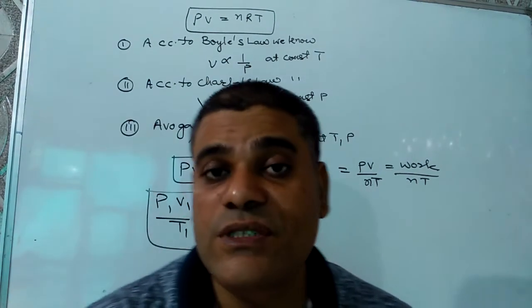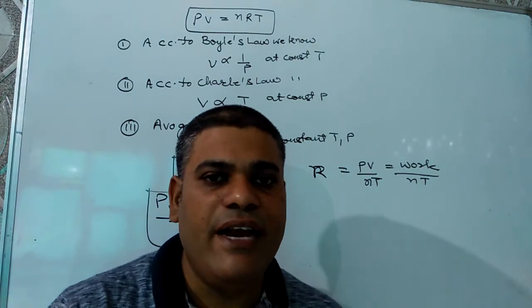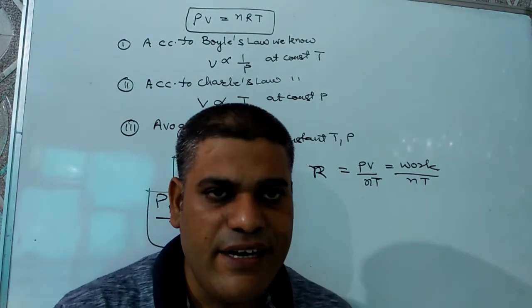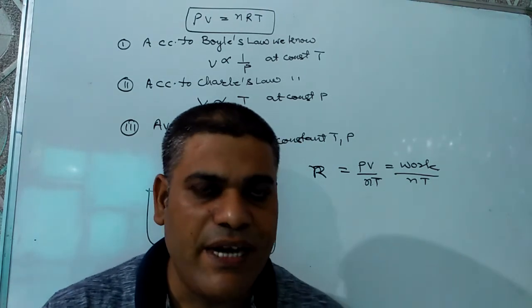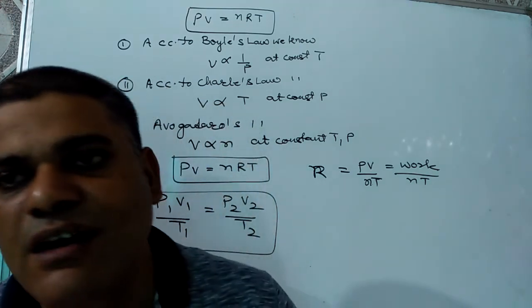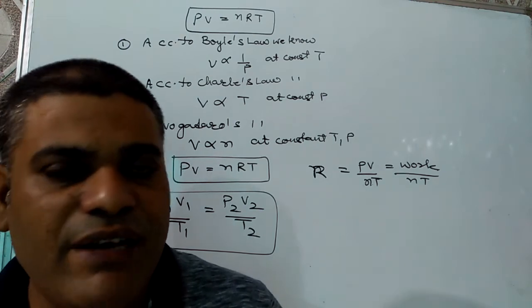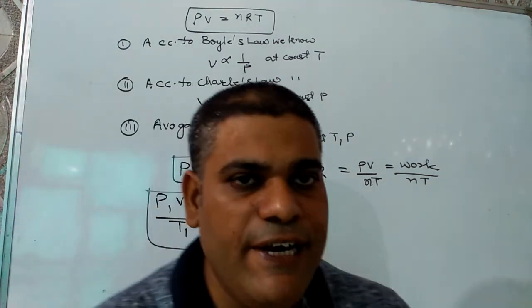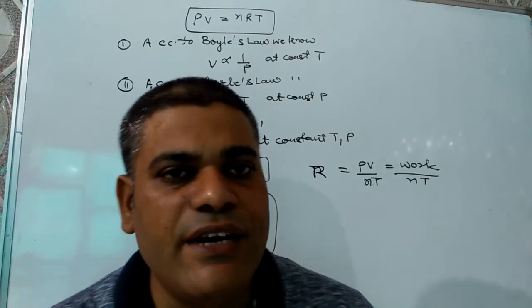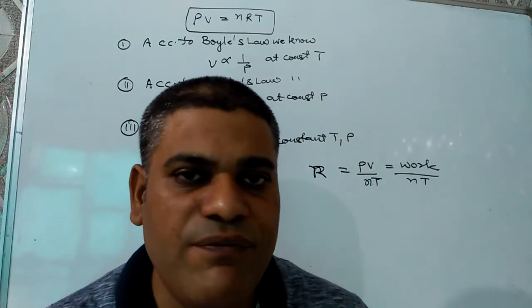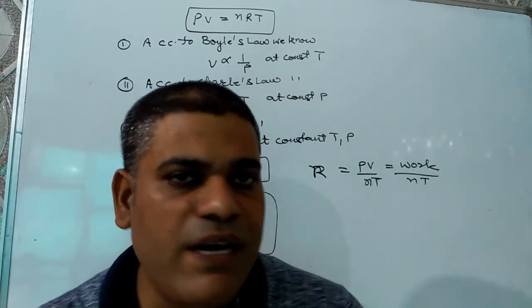It has different values depending on the unit of pressure and volume. First case: pressure in atmosphere, volume in liter, then its value will be 0.0821 atmosphere liter per mole per Kelvin. When pressure is in bar and volume is in decimeter cube, then its value will be 0.0831 bar decimeter cube per mole per Kelvin. In SI units, when pressure is in Pascal and volume is in meter cube, its value will be 8.314 joule per mole per Kelvin, or Pascal meter cube per mole per Kelvin.